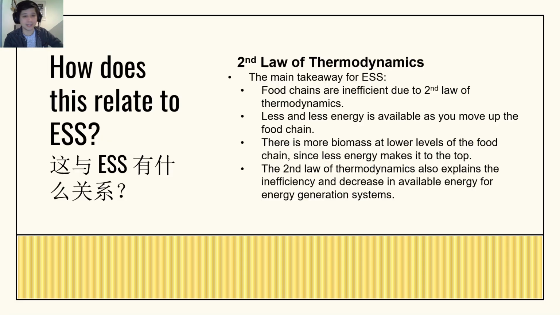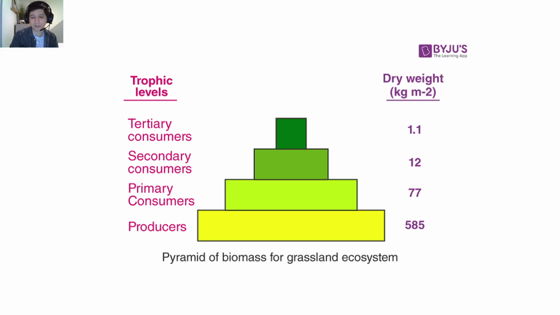And again, how does this relate to ESS? The main takeaway for ESS: food chains are inefficient due to the second law of thermodynamics. They lose most of the energy as you go each step up the food chain. You lose more and more energy as heat. Less and less energy is available as you move up. As a result, there is more biomass at lower levels of the food chain since less energy makes it to the top.